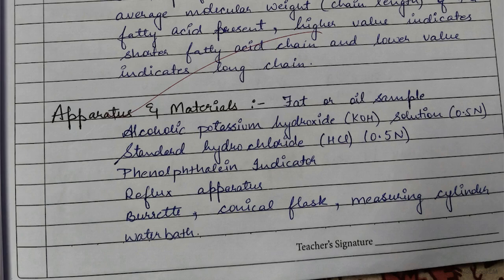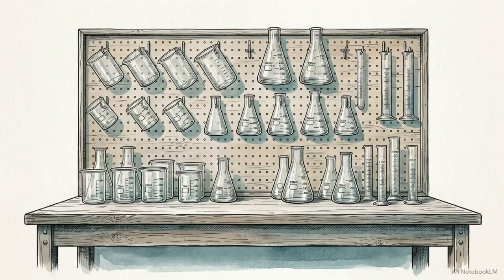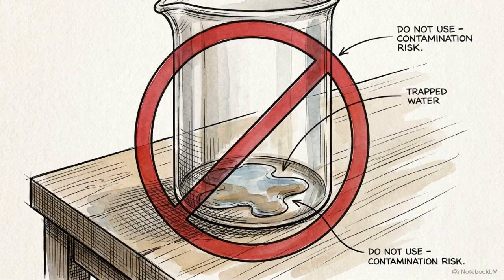Returning to the manual, our apparatus and materials list requires the fat sample itself, alcoholic potassium hydroxide, standard hydrochloric acid, and phenolphthalein indicator. Before pouring anything, ensure all glassware is completely clean and dry. Any lingering water contamination will dilute the alcoholic KOH solution and compromise the entire reaction.